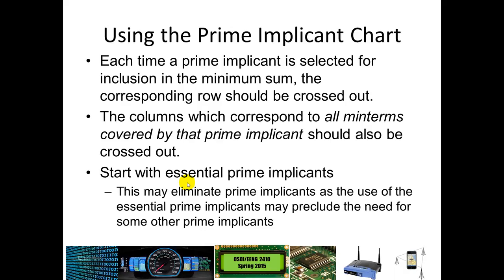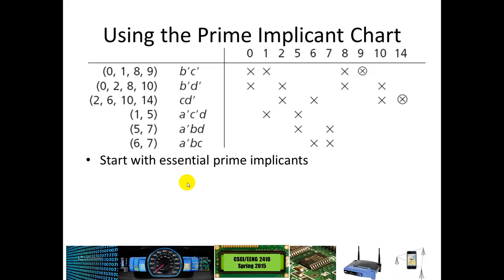So if we start with our chart again, we know that we have to use B prime, C prime. So we're going to go ahead and cross that out. And because we need that to cover 9, we automatically get coverage for 8, 1, and 0. So we don't have to worry about covering 0, 1, 8, or 9.